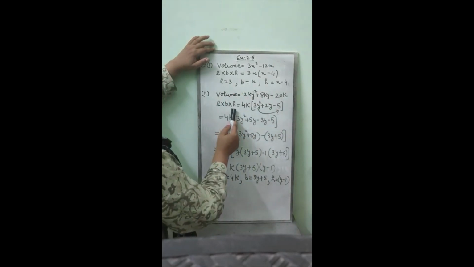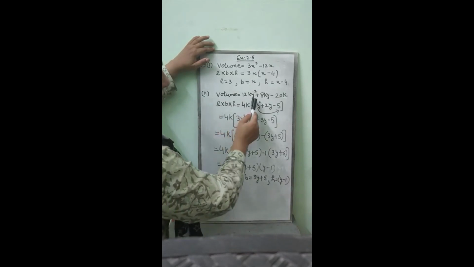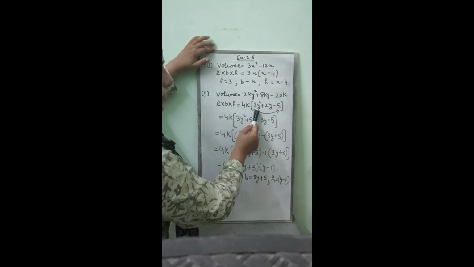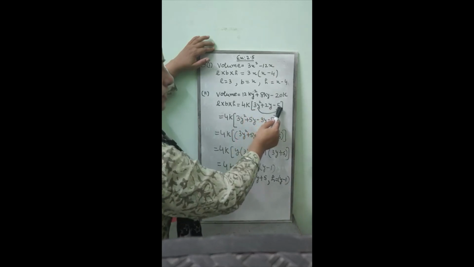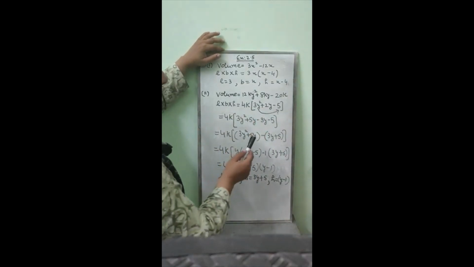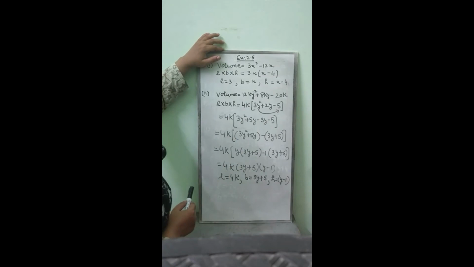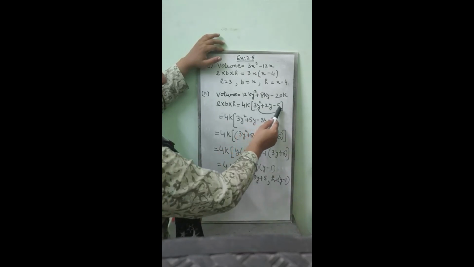Volume is L into B into H. I am getting common factor 4k. So inside the bracket you will get 3y square plus 2y minus 5, k is already outside. Right? Now I am going to break this statement by splitting the middle term so that I may get two factors. This is length, breadth and height. So 3y square into 5 is 15.